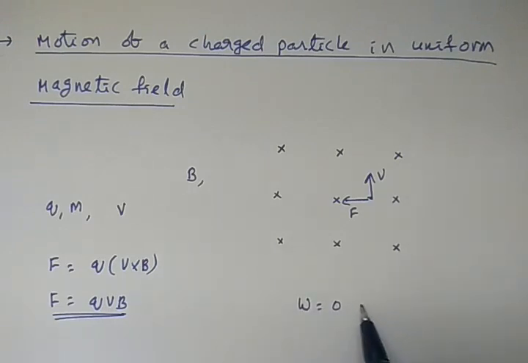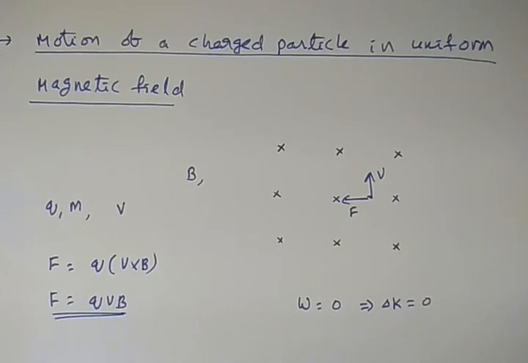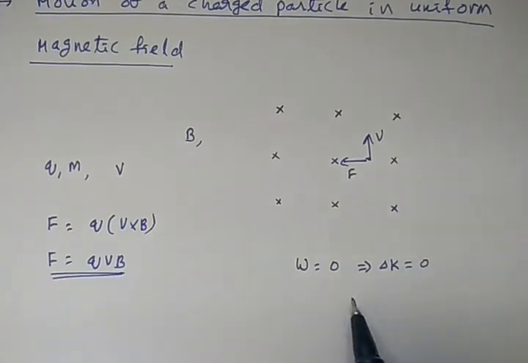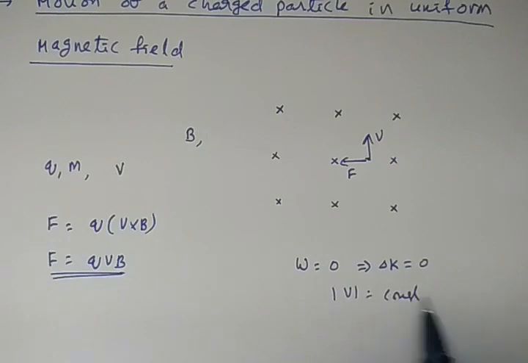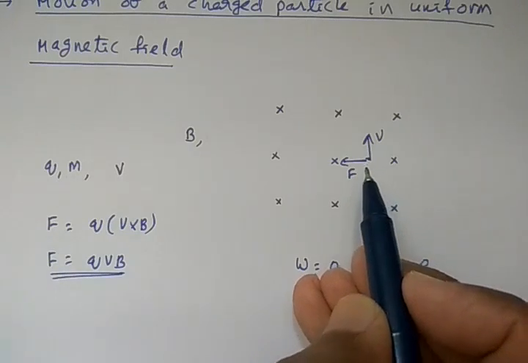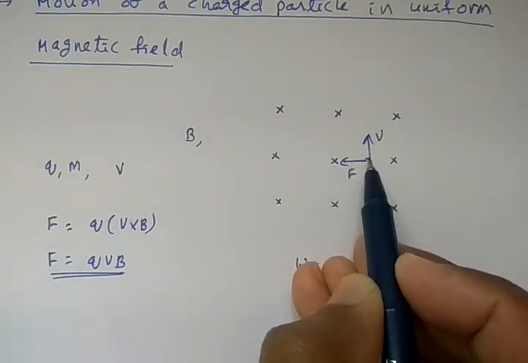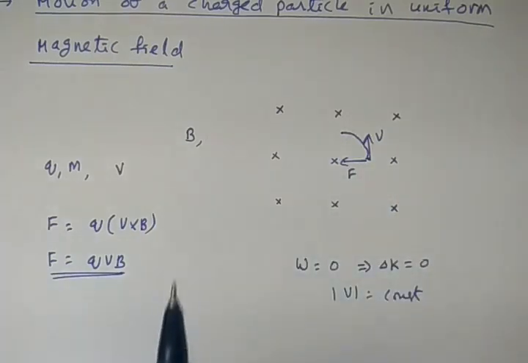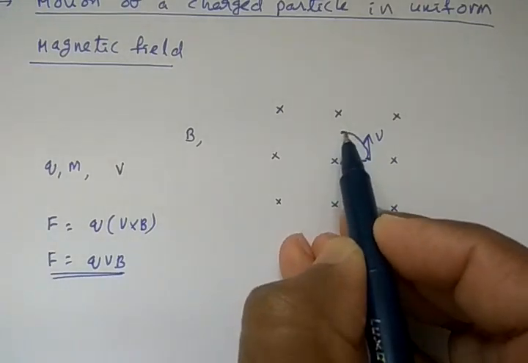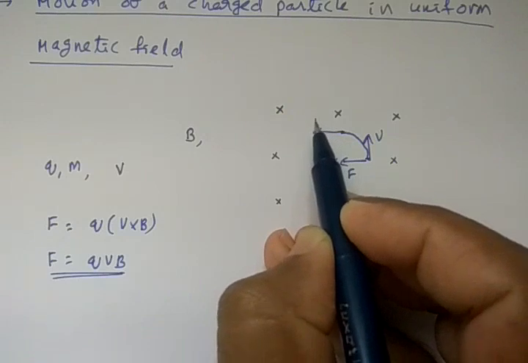When the work done by the force is 0, you see no change in kinetic energy, and when there is no change in kinetic energy, its speed will be constant, because delta K equals delta of 1 by 2 m v square, and where 1 by 2 m is constant, then v square must be constant. It means that the magnitude of v must be constant, and this force deflects this charged particle. Because of this force, the charged particle will start moving in this direction. So once it comes here, as I said, there will be no change in its speed. Then at this point it will have velocity in this direction.